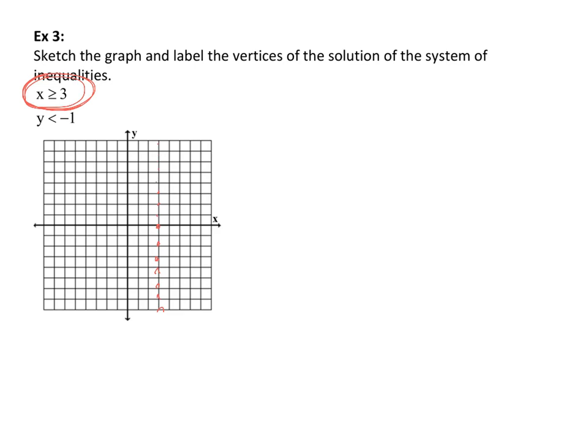And then ask yourself, is the line solid or dashed? Well, there's an equal sign here, so it's a solid line. And am I shading above or below? Well, since it's a vertical line, there is no above or below. It says greater than, so you're either shading to the left or to the right. Greater than means you're shading to the right of the points.